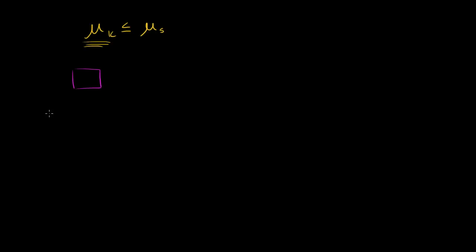So I have a block that is stationary on top of some type of surface right over here. And over here, I'm going to have a block moving at a constant velocity relative to the same surface. So let me draw it out. This is moving at some constant velocity.